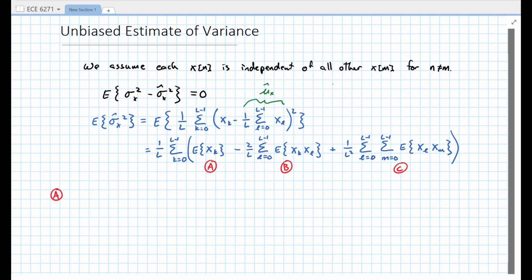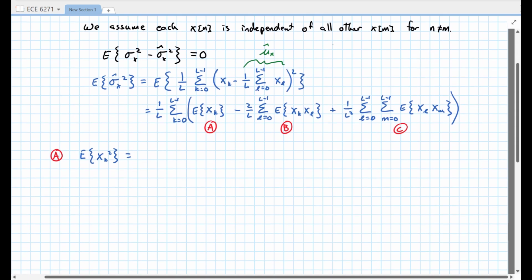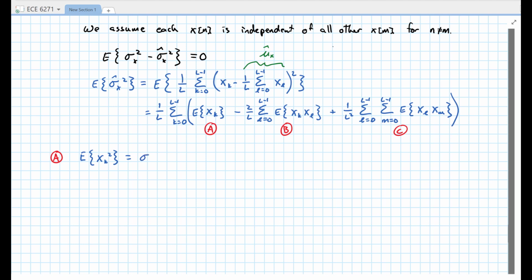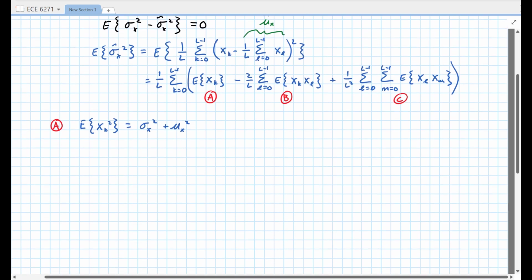So, starting with A, this is fairly straightforward. We want to find this. We have each of the values is independent, and we have an ergodic process. So we're going to use the fact that the variance is just equal to the expected value of x squared minus the mean squared. So we can take the mean over to the right side and it becomes plus. So now we have this nice expression in terms of things that we already know.